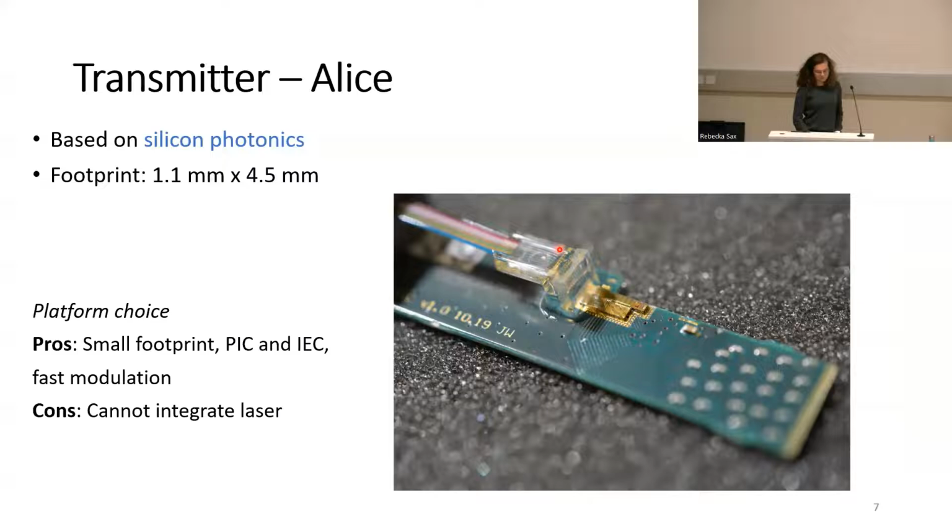So just some comments about the choice of platform of silicon. We have a small footprint. We can integrate both the electronics and the photonics, and it also allows for fast modulation. Maybe a disadvantage of using silicon is that we cannot integrate a laser onto this chip. So our laser is off chip.